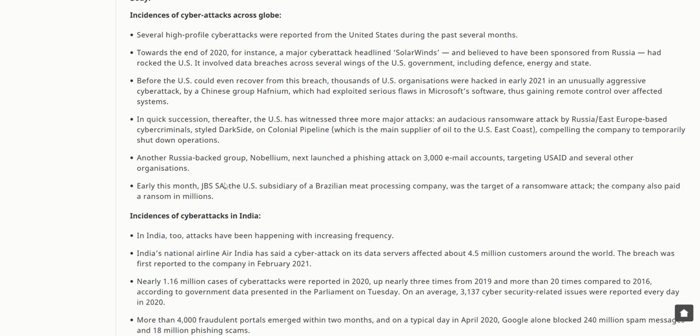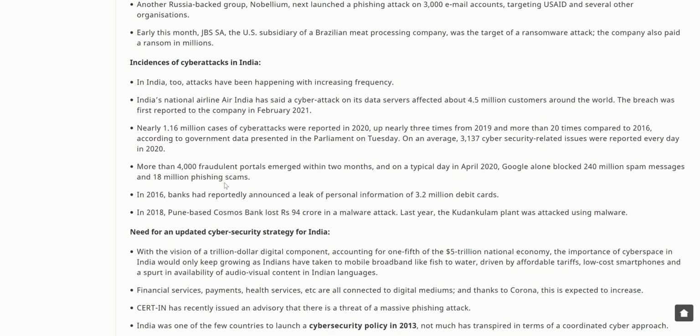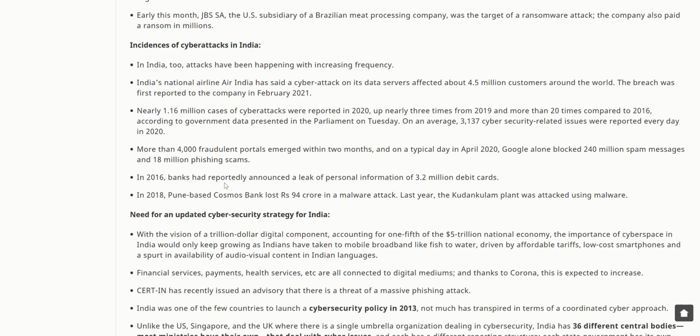Incidents of cyber attacks in India. In India, too, attacks have been happening with increasing frequency. India's national airline, Air India, has said a cyber attack on its data service affected about 4.5 million customers around the world. The breach was first reported to the company in Feb 2021.